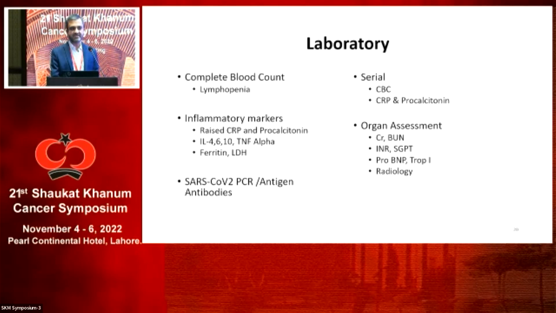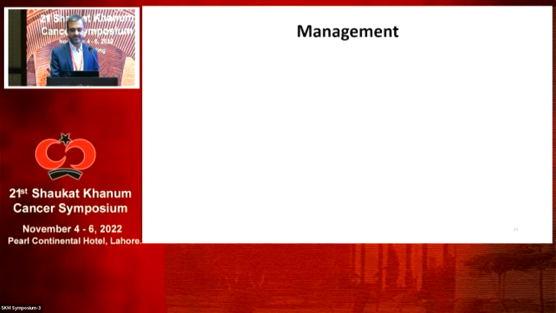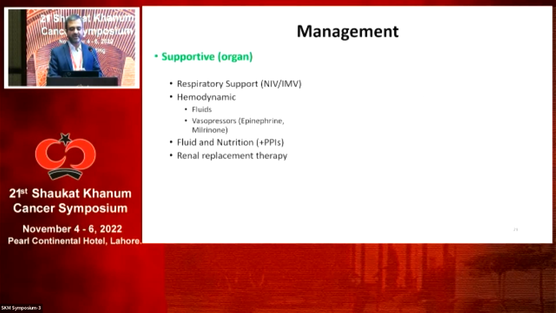And then organ assessment is important in all these children. So we need to screen kidney, liver, brain, and obviously lung. And then we can also do other tests like D-dimers, lactate dehydrogenase, echocardiography, and chest X-ray based on our initial history and examination.